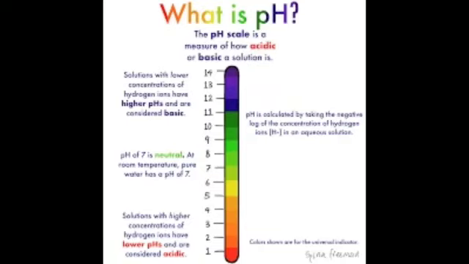a basic solution, there is an excess of OH- ion. Therefore, in a basic solution, the concentration of H+ is less than the concentration of OH-. That is, the concentration of H+ is less than 1 into 10 raised to minus 7. Hence, for a basic solution, pH is greater than 7.